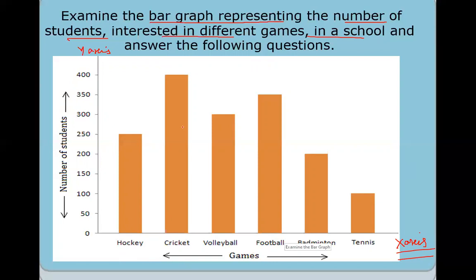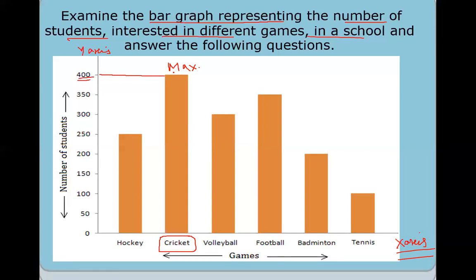Visually, I can observe that the maximum length of the bar is for the cricket game. The value assigned to cricket, the game mostly liked by the children, is 400. With the help of a bar graph, we can compare which values are more, which are less, which is maximum, and which is minimum. This is visually much more appealing: cricket is liked by 400 children.